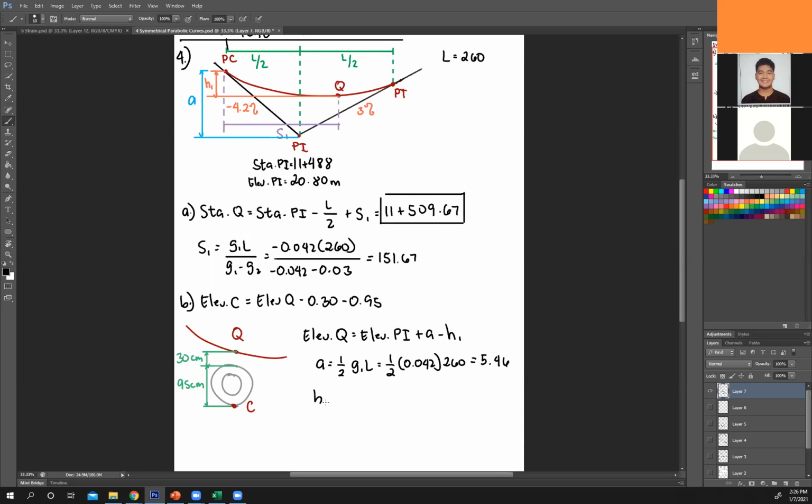Next, H1 again by equation. It's 1/2 G1S1. So 1/2 0.042. And then what's S1? S1 we've already solved for. It's 151.67. So what's H1? 3.18? 3.19.